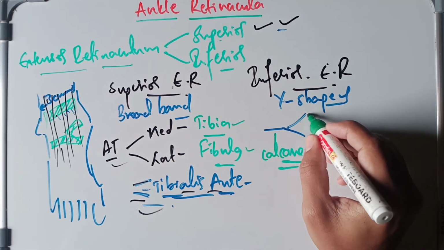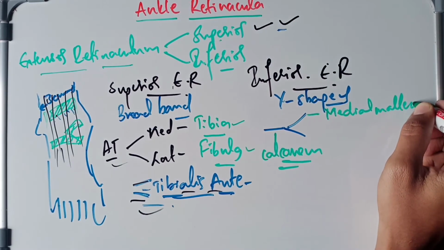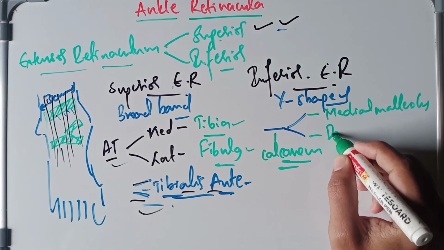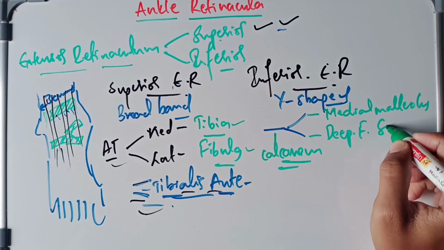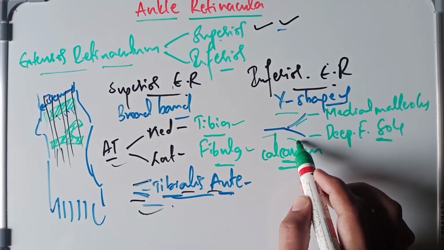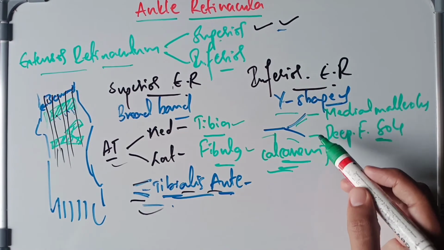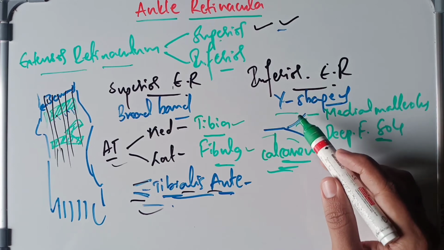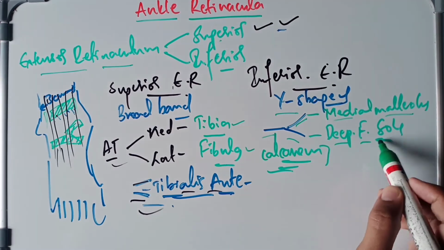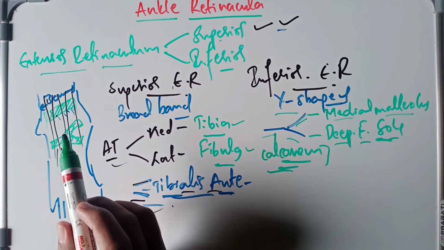The upper Y band is attached to the medial malleolus, and the lower Y band is attached to the deep fascia of the sole of the foot. So it is in terms of Y shaped. We have the stem as well as the upper and the lower Y band. The stem is attached to the calcaneum, which is a tarsal bone. Then the upper Y band is attached to the medial malleolus, and the lower Y band is attached to the deep fascia of the sole.